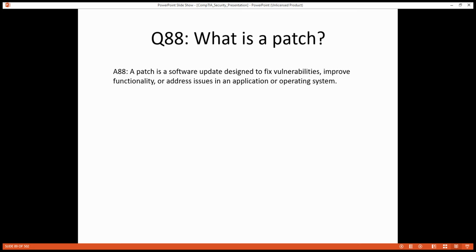Q88. What is a patch? A88. A patch is a software update designed to fix vulnerabilities, improve functionality, or address issues in an application or operating system.